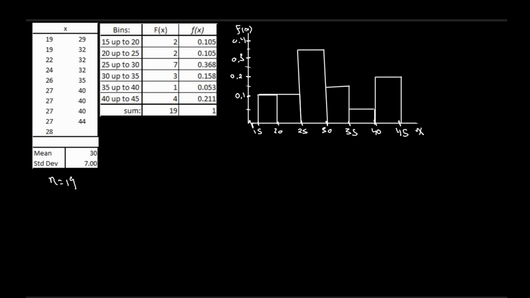So to start us off, we just have our distribution, our random variable under consideration. We have x, and we see that x runs from 19 all the way to 44, such that we have 19 observations altogether. Now we'll presume that this is a population, and with that we've already calculated our population mean of 30 and our population standard deviation of 7. This was just done as a convenience. Of course, we could have calculated this ourselves from the raw data using our formulas.